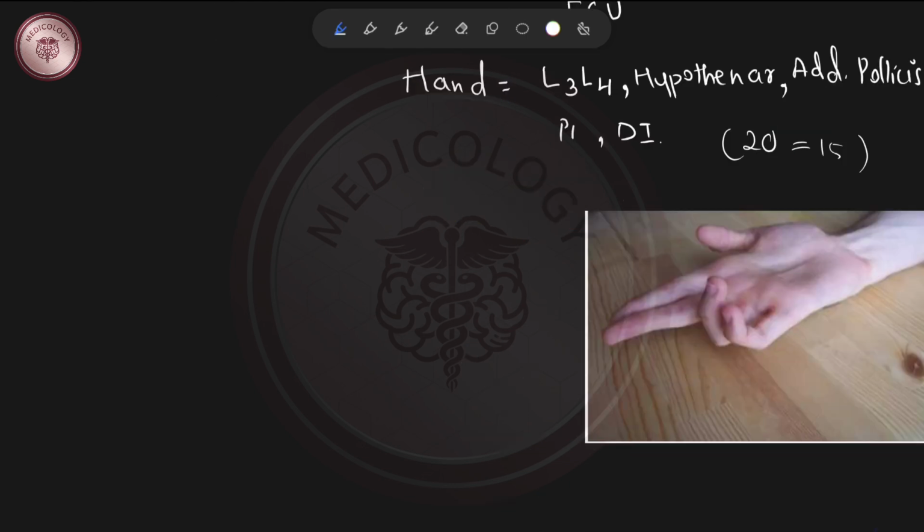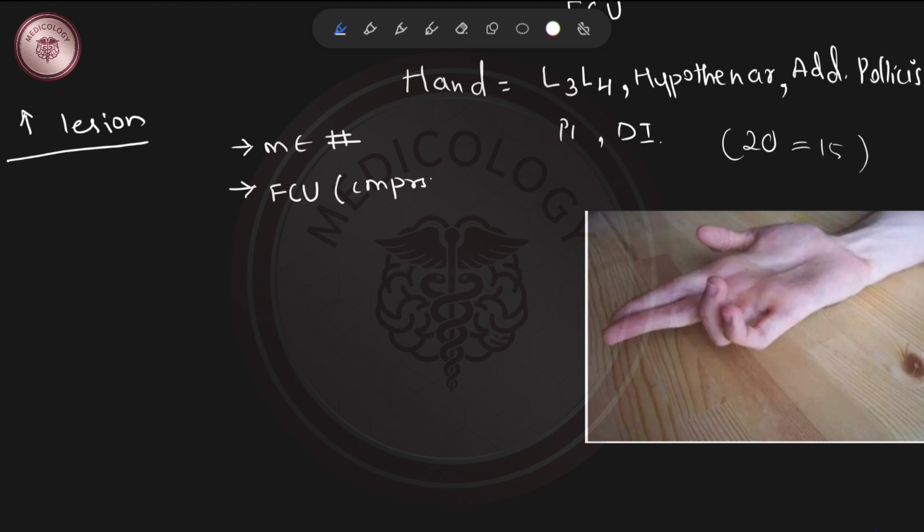Okay, so there are two types of injury in the ulnar nerve. First is a higher lesion injury. In a higher lesion injury, there can be a medial epicondyle fracture. Another cause is that there are two heads of the flexor carpi ulnaris muscle, so there can be compression of their heads.